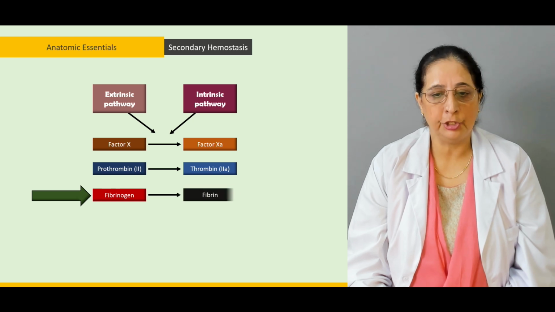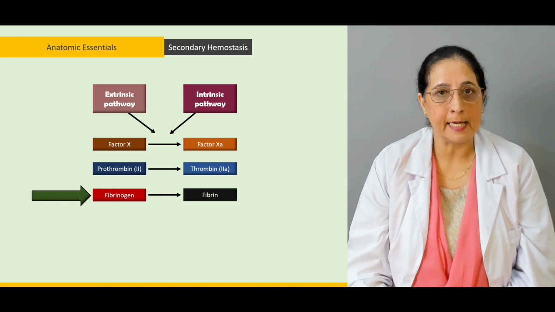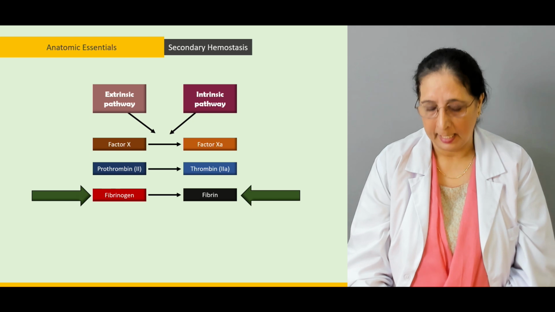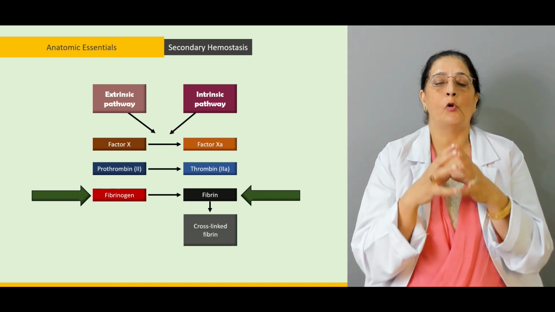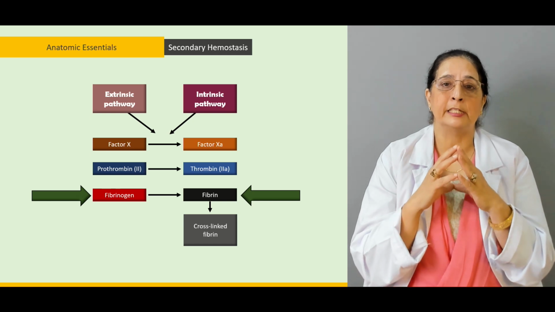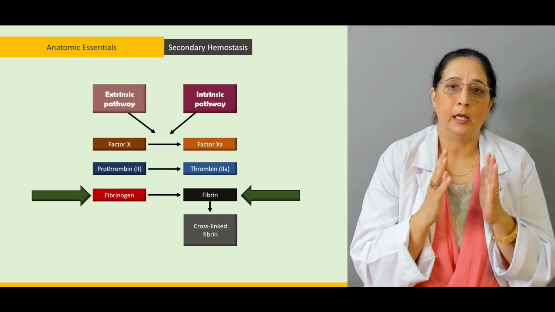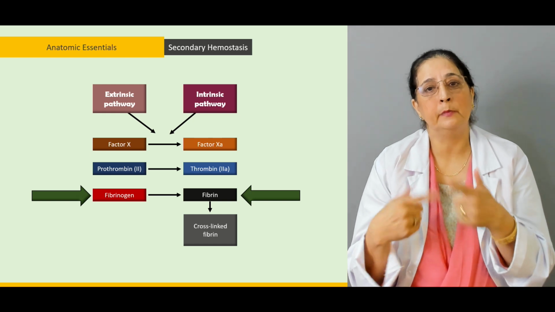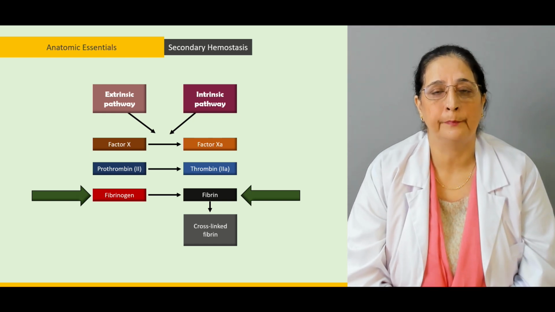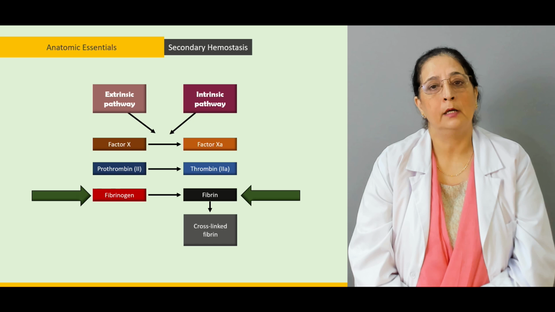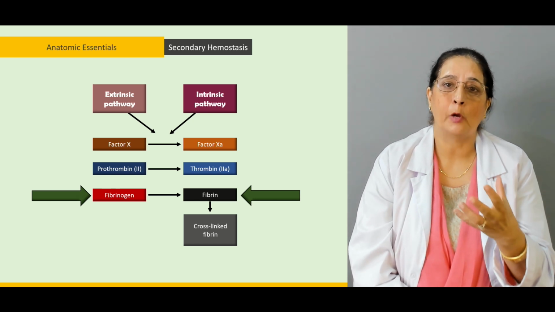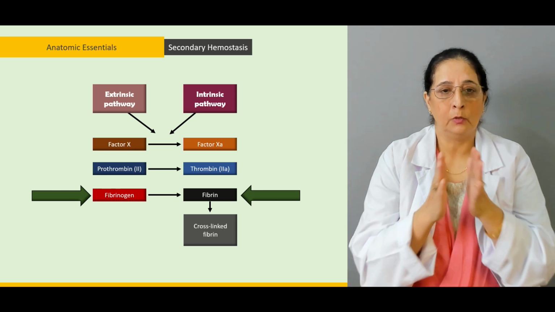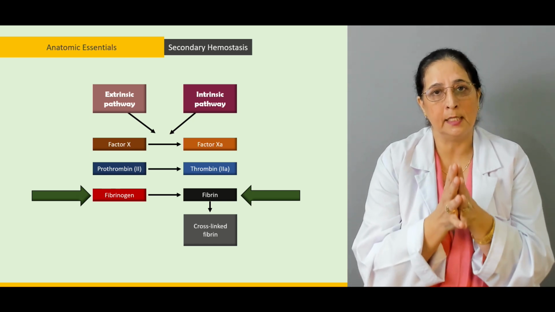Fibrinogen is converted to fibrin as a result of thrombin, and this fibrin forms cross-linked fibers, which attach to the platelets and are responsible for the formation of the platelet plug, or this meshwork that helps in stopping the bleeding. So very important, very simple.